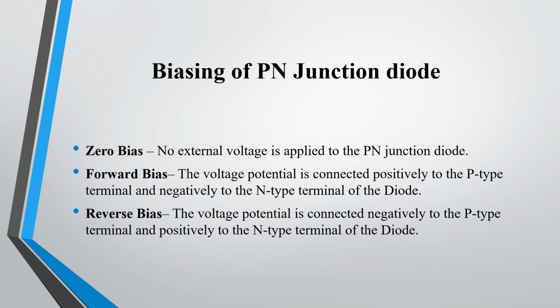So reverse bias is the opposite of forward bias. You can easily say, when a negative terminal is connected to the p-type and when a positive terminal is connected to the n-type, it becomes a reverse bias. Okay, from the name itself we can easily identify. That is, negative terminal is connected to the p-type and positive terminal is connected to the n-type. Okay, let's discuss in detail about these three biasings of p-n junction diode.